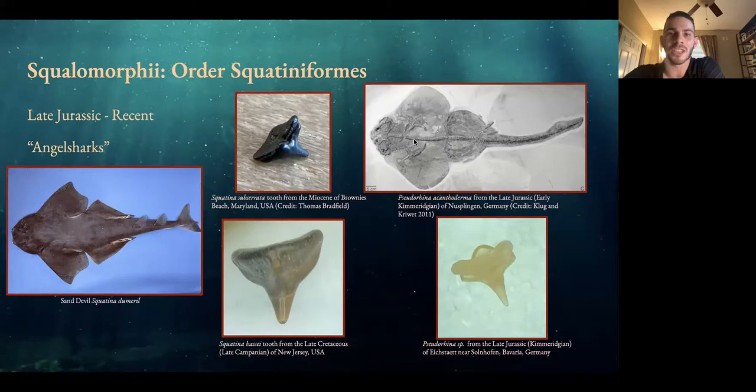Here is a stem Squatina form. This is Pseudorhina acanthoderma. This is from the late Jurassic of Germany. And we have a tooth of this genus right here, Pseudorhina. This is a new species, an undescribed species. And this tooth actually comes from the type specimen. And these have a really pronounced labial apron right there. But this is also from Solnhofen, Germany.